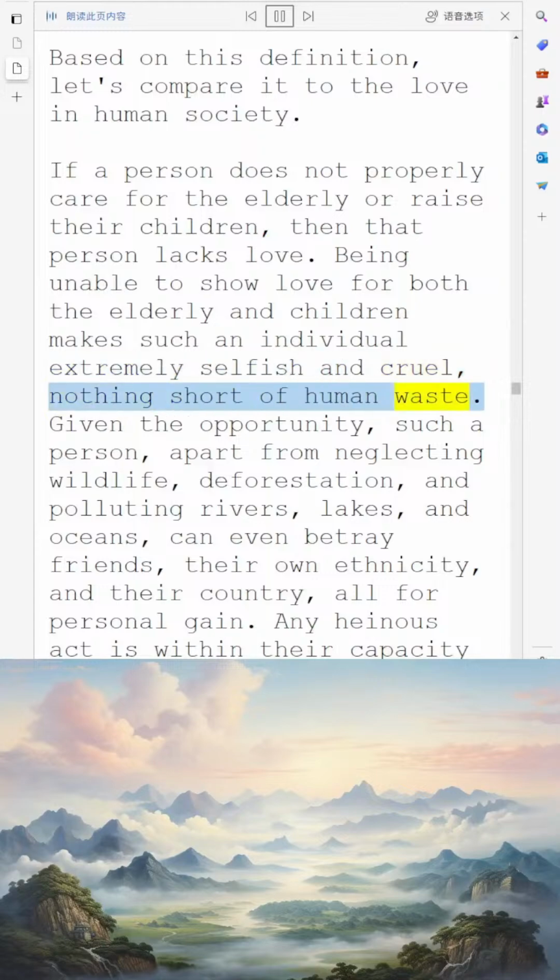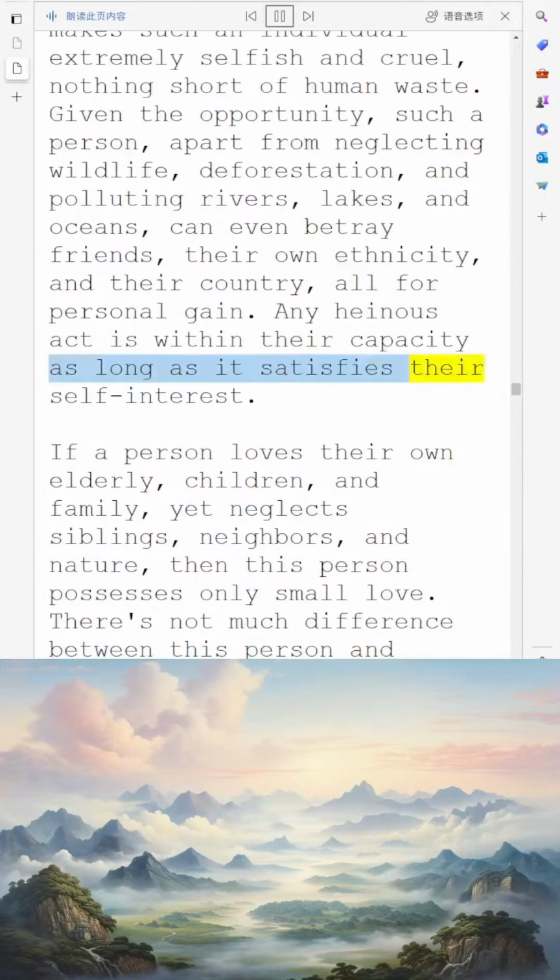short of human waste. Given the opportunity, such a person, apart from neglecting wildlife, deforestation, and polluting rivers, lakes, and oceans, can even betray friends, their own ethnicity, and their country, all for personal gain. Any heinous act is within their capacity as long as it satisfies their self-interest. If a person loves their own elderly, children, and family, yet neglects siblings, neighbors, and nature, then this person possesses only small love.